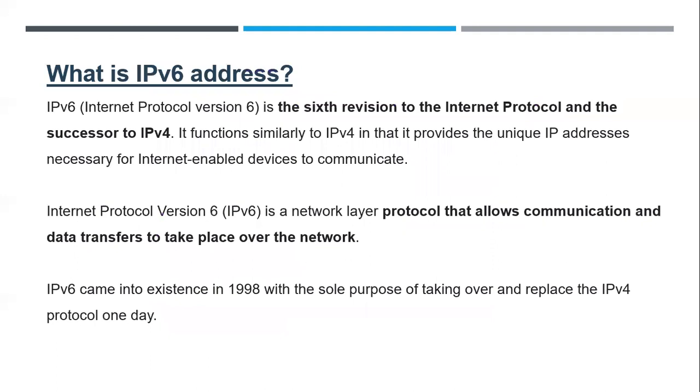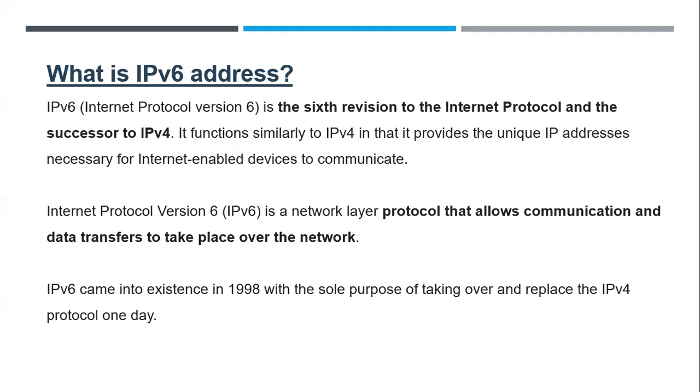Then comes another part. IPv4 came earlier than IPv6. So what is an IPv6 address? IPv6 stands for Internet Protocol version 6. So it has now shifted from version 4 to version 6. It is the 6th revision to the Internet Protocol and the successor to IPv4. So IPv6 is here to replace IPv4. It functions similarly to IPv4 in that it provides the unique IP addresses necessary for internet-enabled devices to communicate.